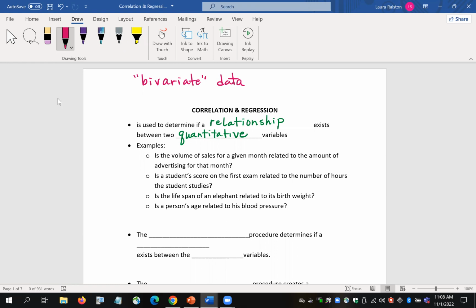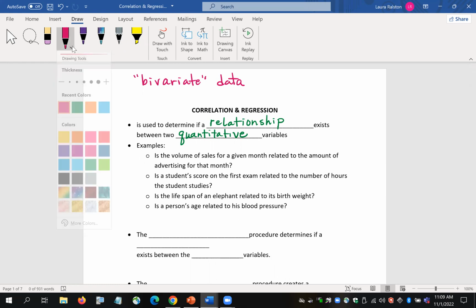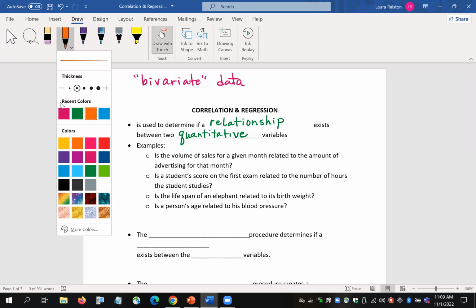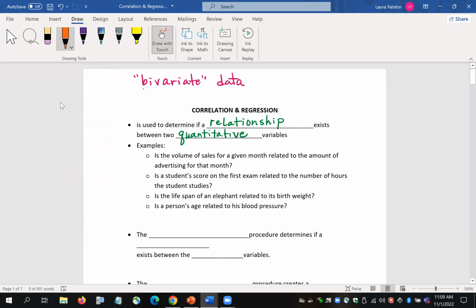Even with ANOVA, we were only looking at a single variable that was divided into categories by some characteristic. So this is really the first time we're considering two variables at the same time. And again, I hope that phrase bivariate makes sense. The prefix bi means two. Variate is the adjective of the word variable. So again, bivariate implies we have two variables.